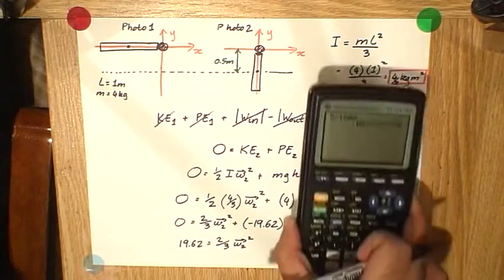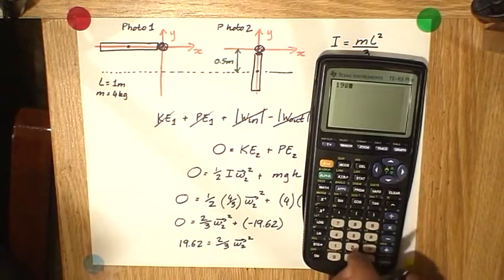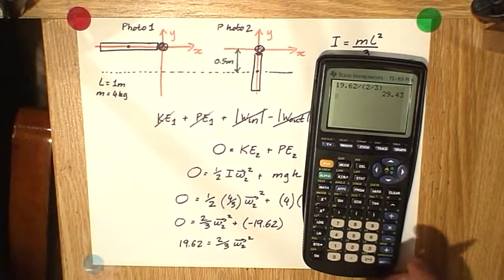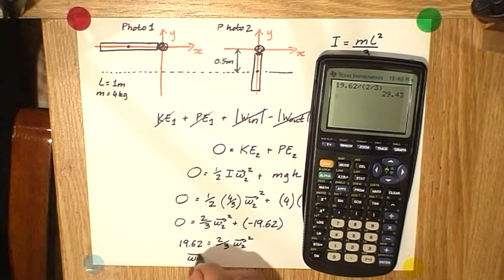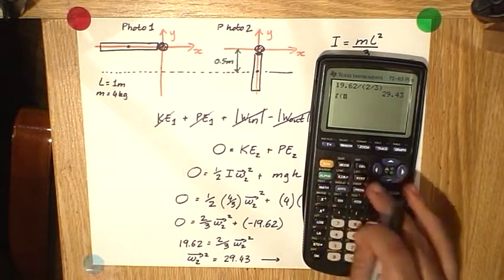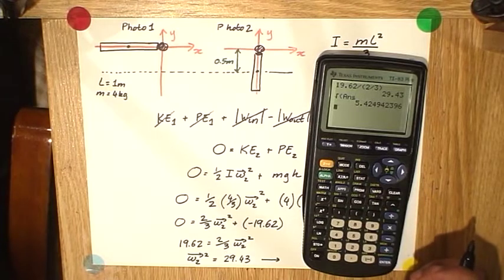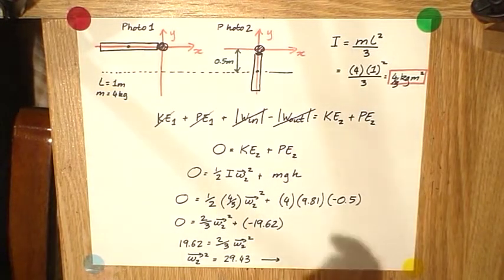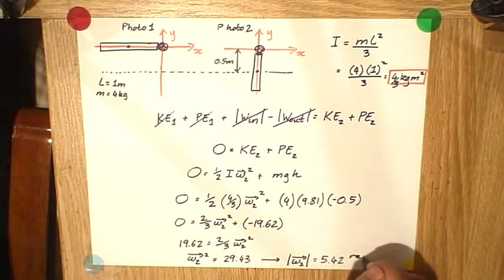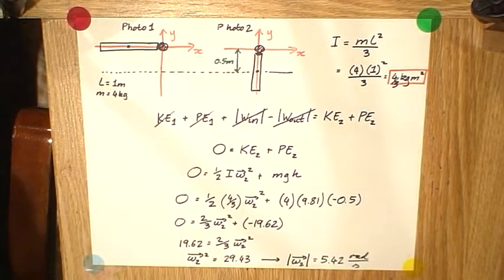And now we're in the home stretch. 19.62 divided by 2/3 gives us 29.43. So omega 2 squared is equal to 29.43. Therefore, square root of that is 5.42. So the magnitude, the size of the spin rate, the angular velocity, is 5.42 radians per second.